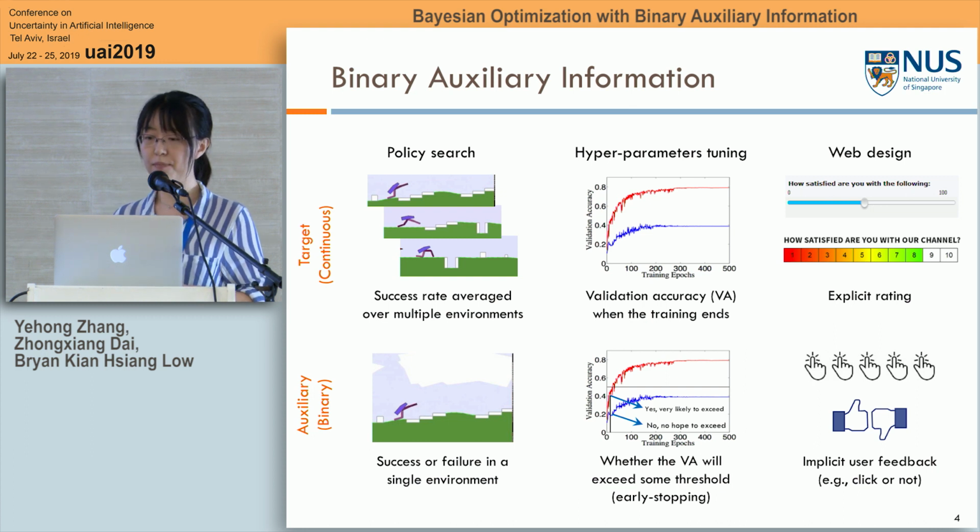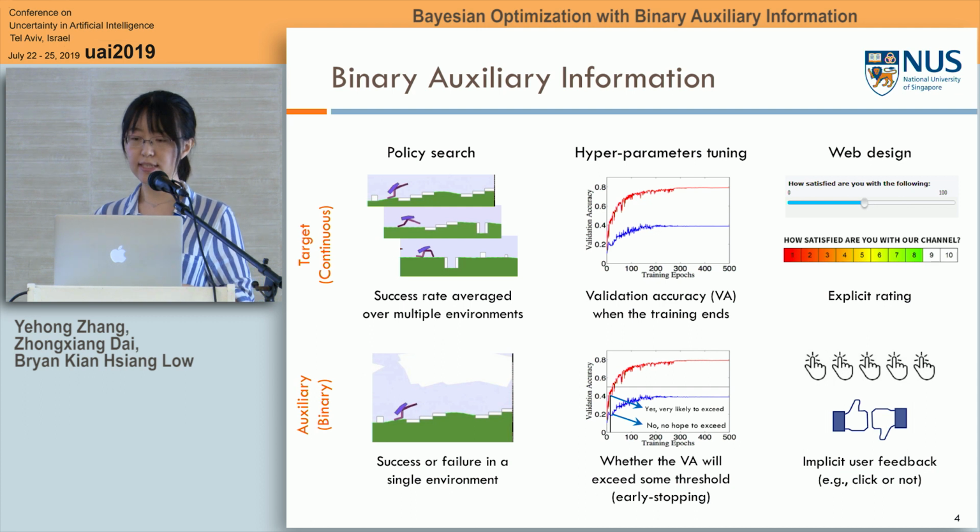So in all these applications, we can see that binary information is very cheap to observe, and it has some correlation with the target that we want to optimize. So in this work, we try to exploit this low-cost binary information to speed up the BO process.